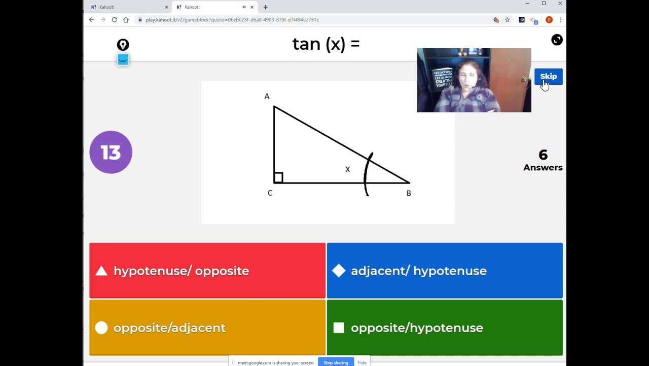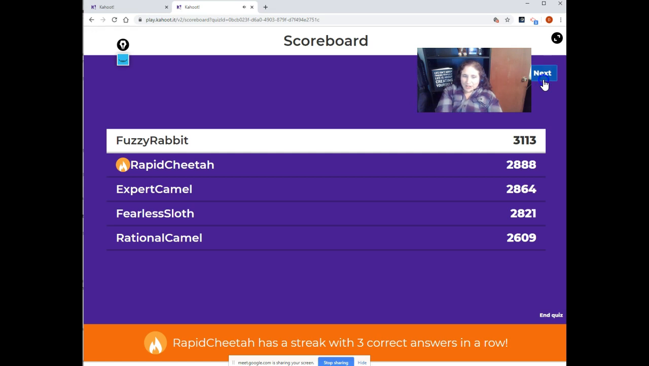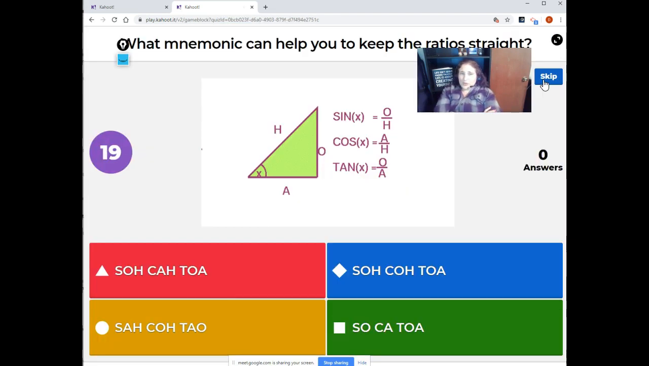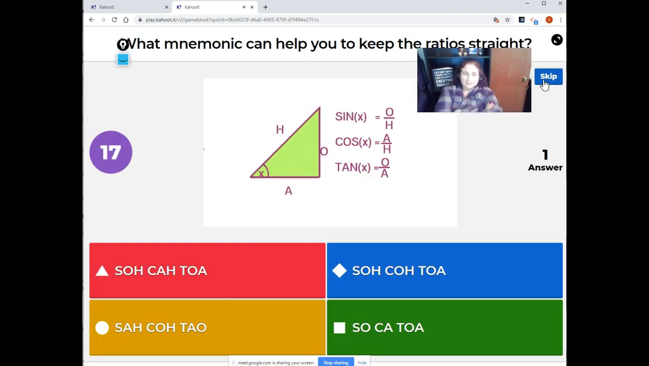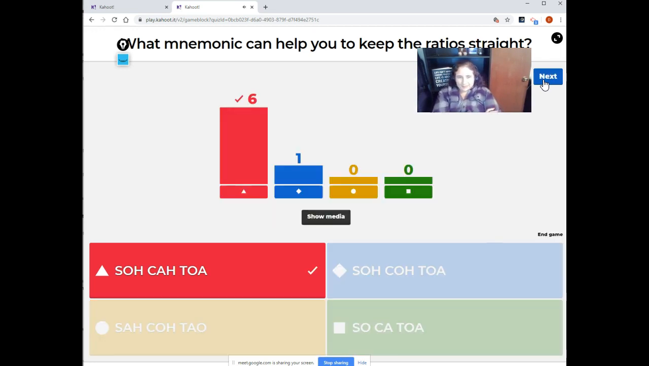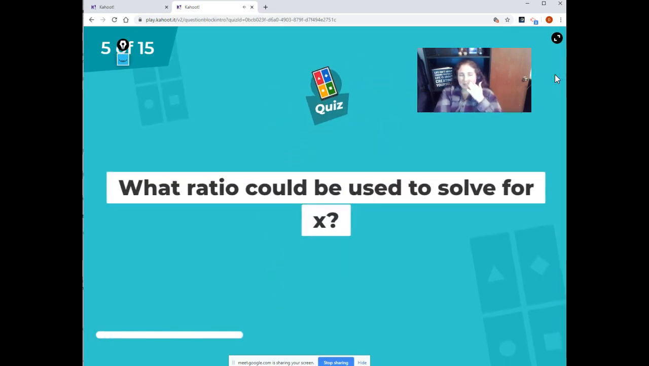Toa, so ka toa style. Yay! Fuzzy rabbit, rapid cheetah. 3 in a row. What mnemonic can help you to keep the ratios straight? Pay attention to the order of the letters. Don't pick yellow. We had kids in our class pick yellow. It was so funny. So ka toa. Yay! Blue says so ka toa, and remember it's so ka.